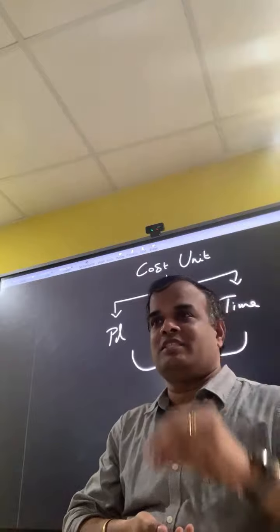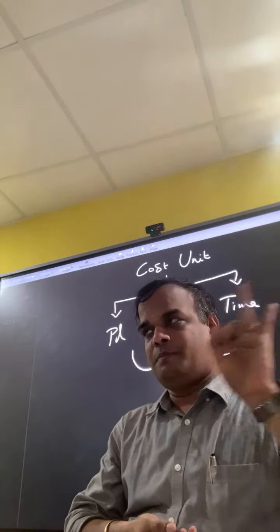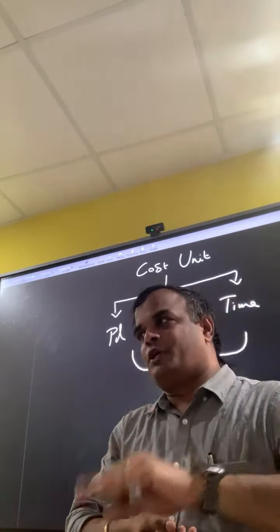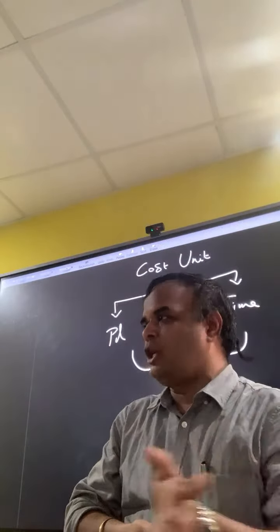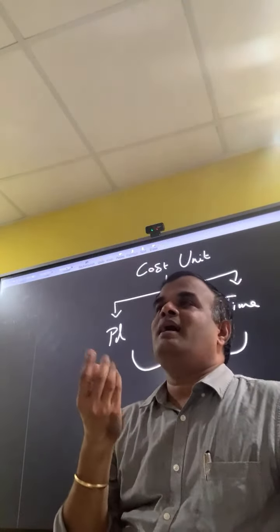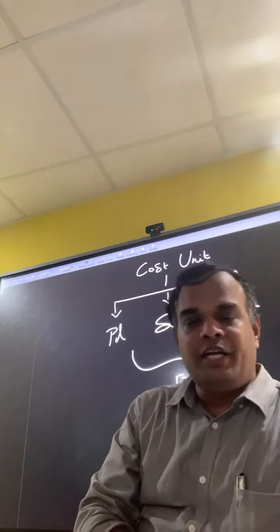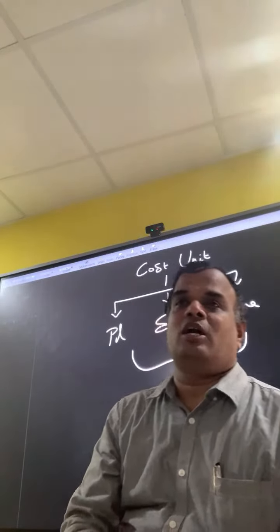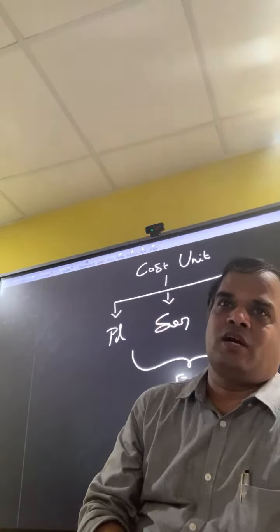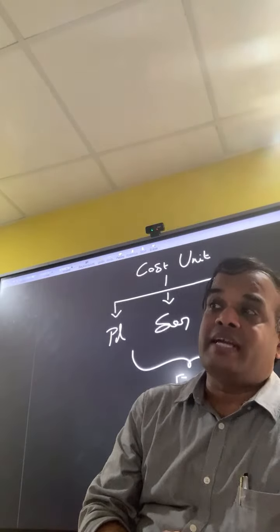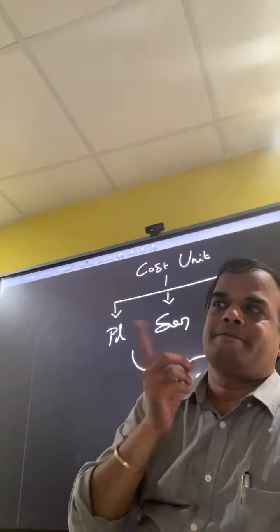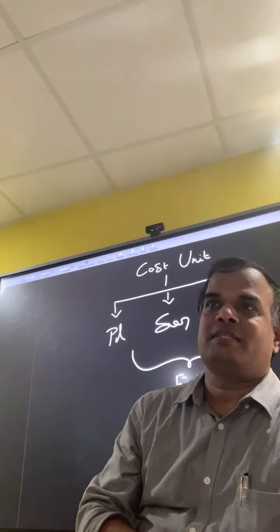So cost center consists of location, person, item of equipment, in general a combination of all, for the purpose of ascertainment of cost and for the purpose of controlling the cost, and these are known as cost center. Okay, listen here.